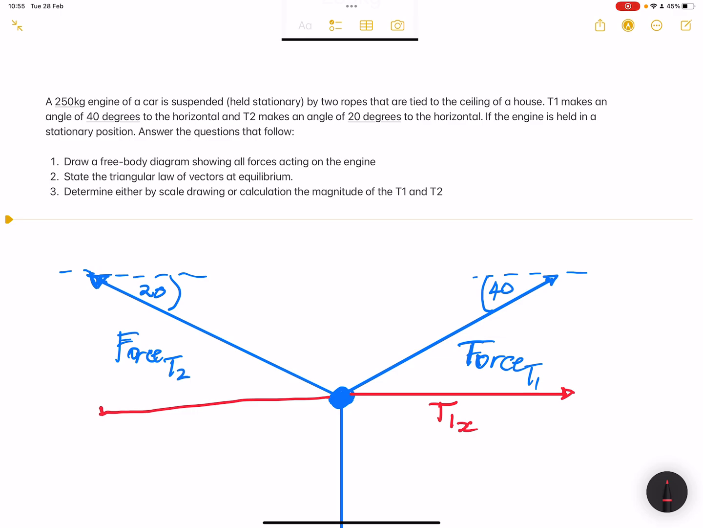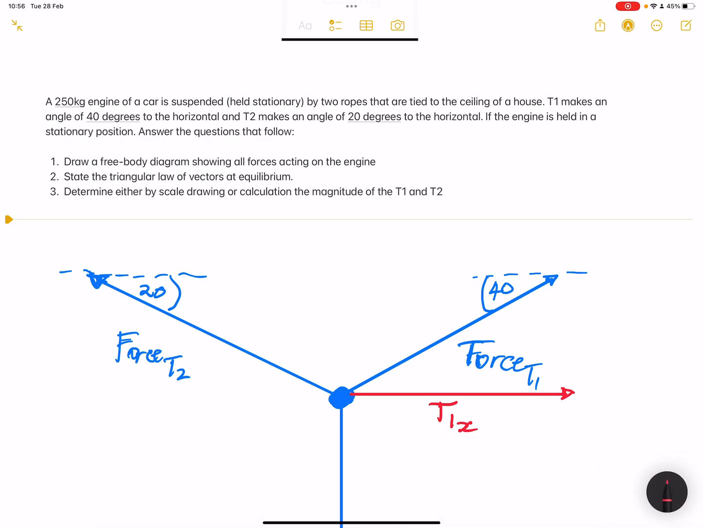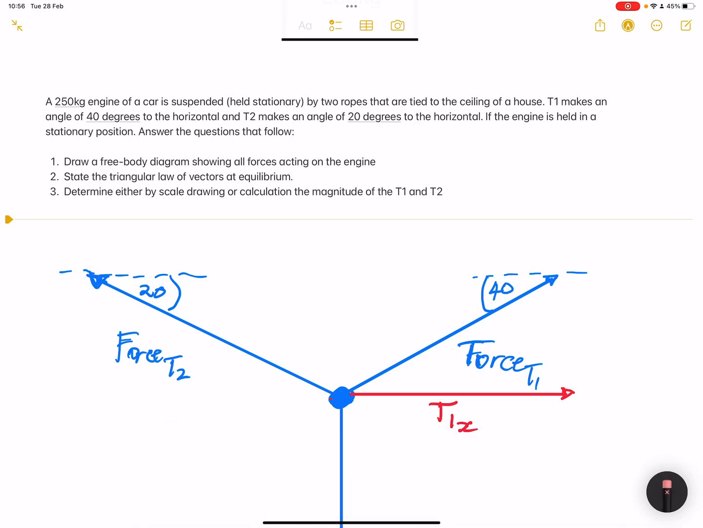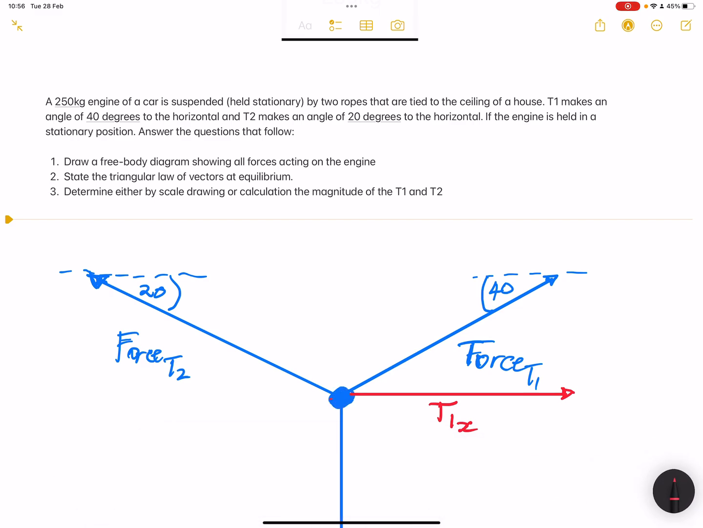Let me just try to fix that. So it's got a horizontal component in this case that is also acting in that direction. For some odd reason, I'm not getting this right. You know what? If it doesn't work, I'll just leave it as it is. Okay, there we go. So we said T2 also has a horizontal component, so I'm going to draw it there. So there's the component of T2.